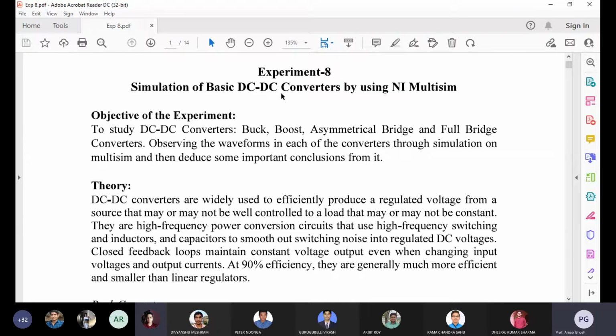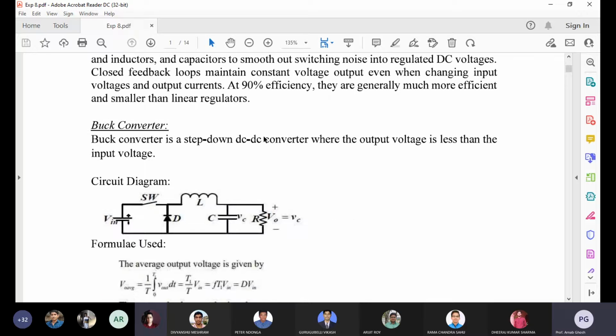There are four basic converters, but you have to change the loads of the different converters. You can use R load, RL load and RLE load, study your observations and prepare your observation table. How all the parameters are varying as the duty cycle of the converter varies, what your output voltage waveforms are and what kind of changes you have observed. That is a very important observation for this study.